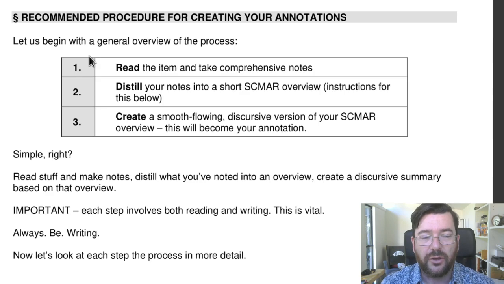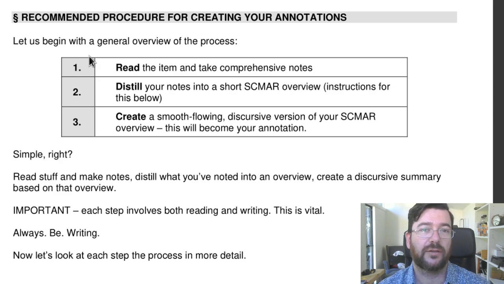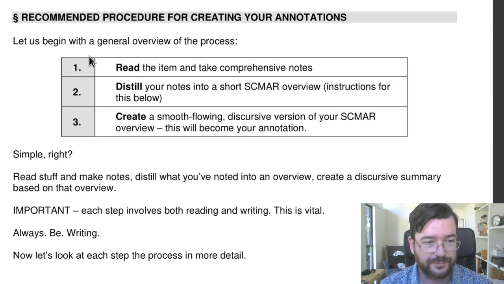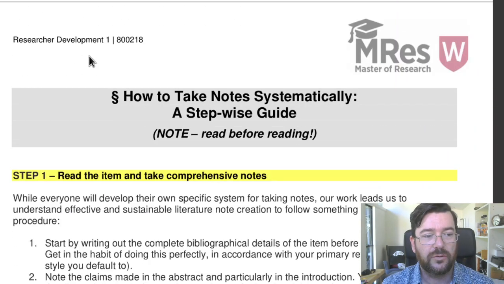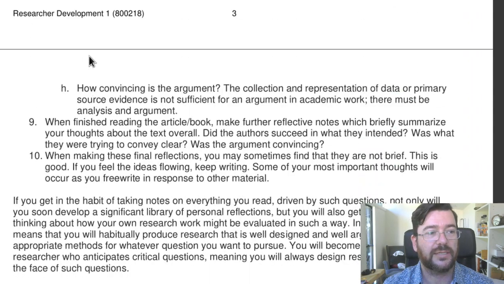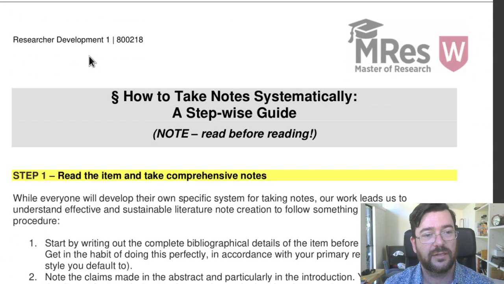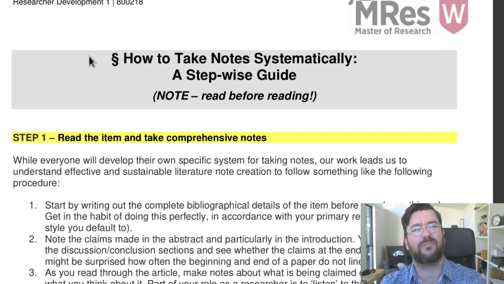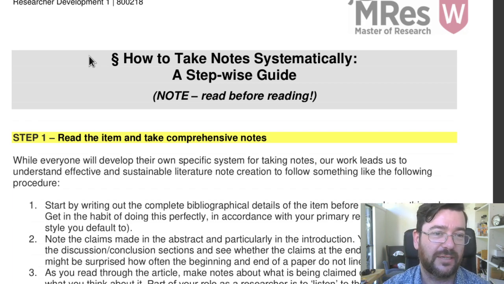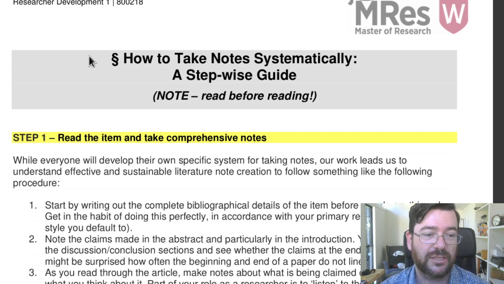But note, all 3 of those steps, read, distill, create, all 3 of them involve the act of both reading and writing. That is, at every stage in your systematic note-taking process, you are reading and writing about the text that you're trying to summarize. So we go down, we look in more detail. What do we got here? A 10-step. This is the Sonus Norman 10-step program for taking notes systematically on literature.